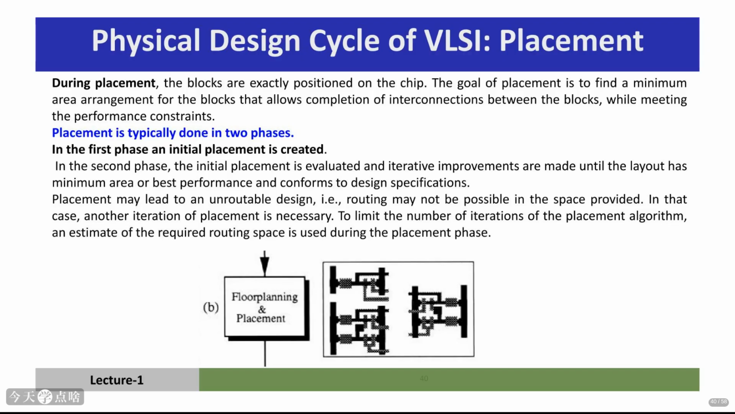Placement is the next step, putting the blocks onto the chip. The goal is to find the best arrangement that minimizes the total area while allowing all the required connections to be made. It's typically done in two phases. First, an initial placement is created, often randomly. Then, the algorithm iteratively improves this placement, moving blocks around to reduce congestion, shorten wire lengths, and improve timing. Sometimes, the initial placement might be unroutable, meaning there's no way to connect everything. In that case, we might need to go back and replace the blocks. Estimating the routing space needed during placement helps avoid this problem.